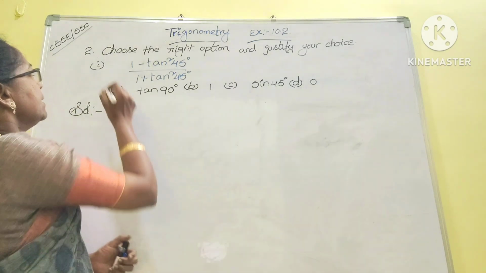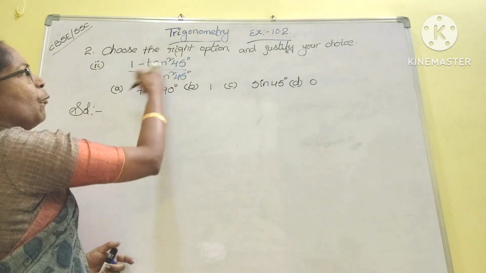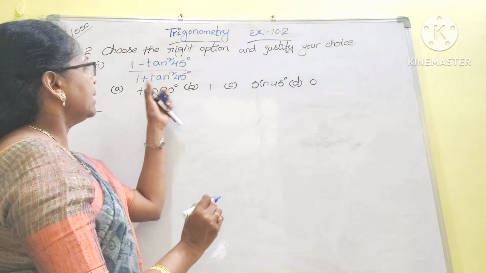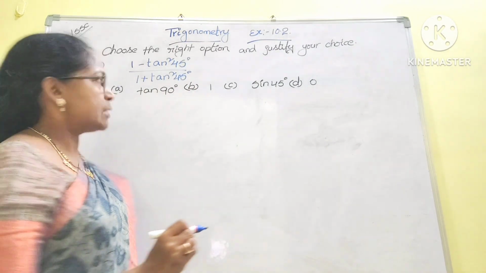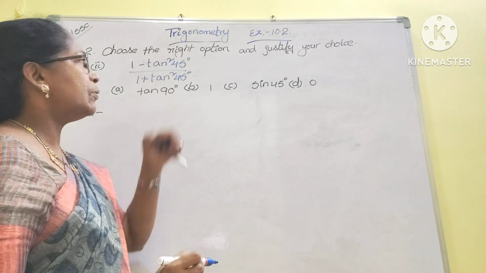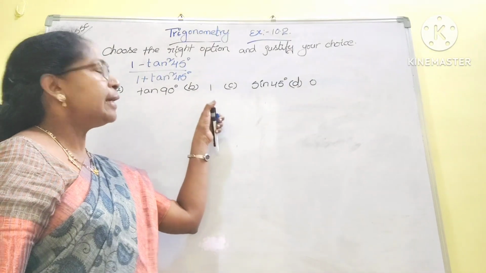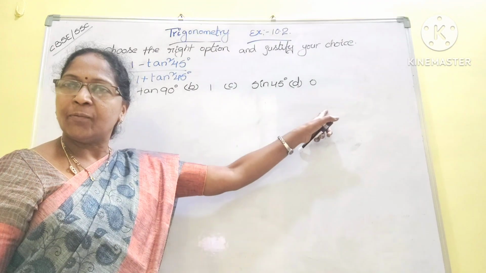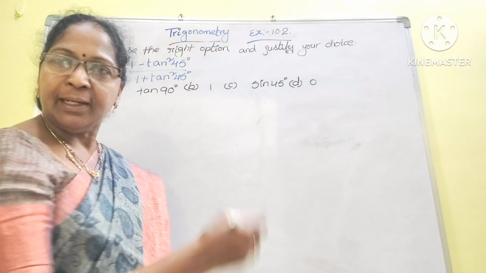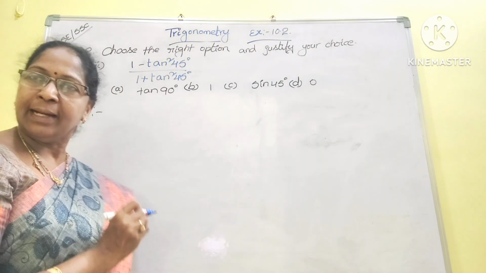Next, second bit is 1 minus tan square 45 degrees divided by 1 plus tan square 45 degrees equals how much? Here the options are A equals tan 90 degrees, B equals 1, C equals sin 45 degrees, and D equals 0. Just simplify. Later you can find out the right answer.